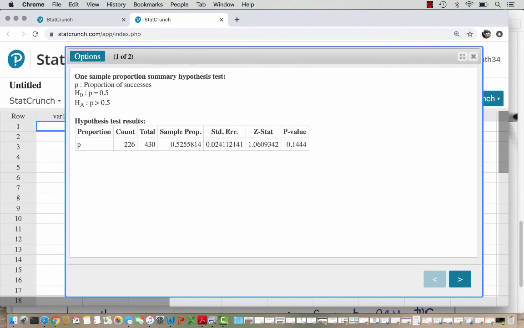So you can see here's our count, 226, and our total 430. Our sample proportion is an exact match for the calculation we did by hand. StatCrunch goes out to 7 decimal places, so it's always more accurate than what we do in our calculator and round. And then the standard error, you can see that's a match also for our calculation, 0.0241 we got when we rounded. And then the z-stat and the p-value are found using the normal distribution.